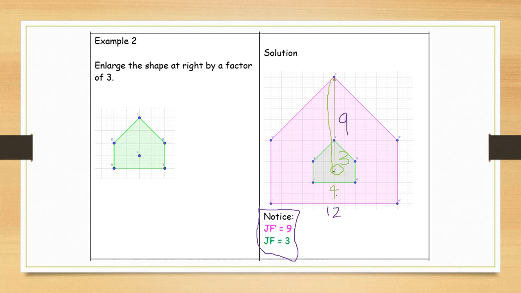We can do the same thing for all of these points. We can draw a line through the corners to the center, or this point can be moved around. We can measure this distance and times it by 3.